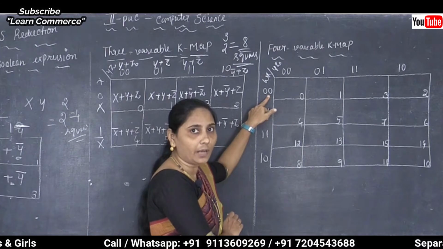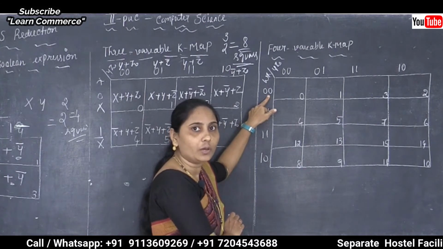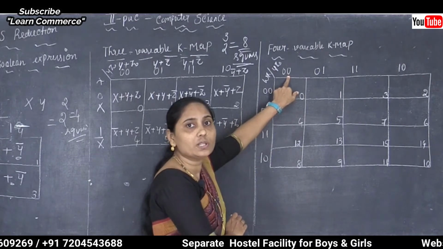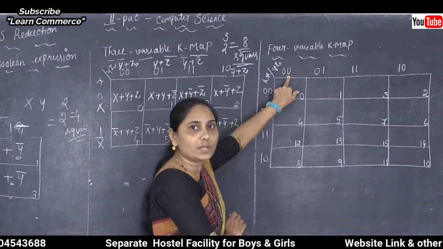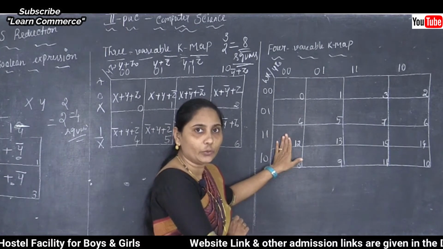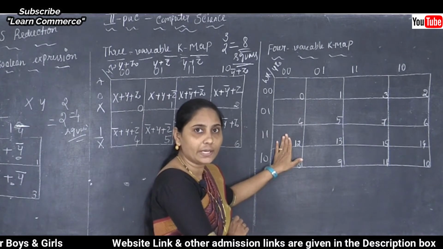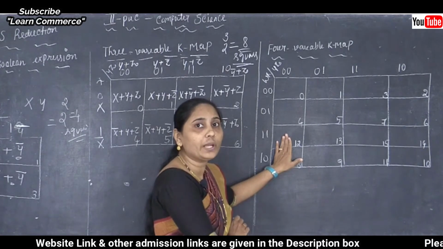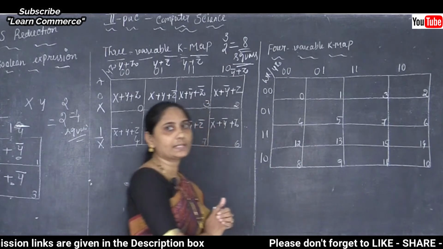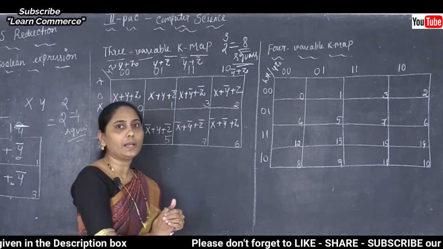The numbers are 0, 0, 0, 1, 1, 1, 1, 0. Top side also 0, 0, 0, 1, 1, 1, 1, 0. And the numbering scheme we are going to use is 0, 1, 3, 2, 4, 5, 7, 6, 12, 13, 15, 14, 8, 9, 11, 10. So this is the numbering scheme for our 4 variable K map.